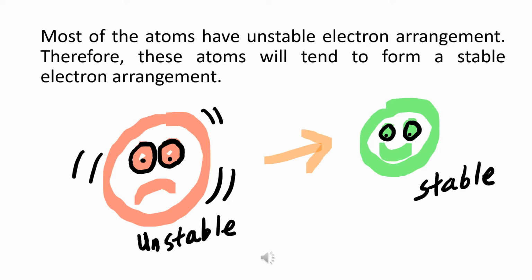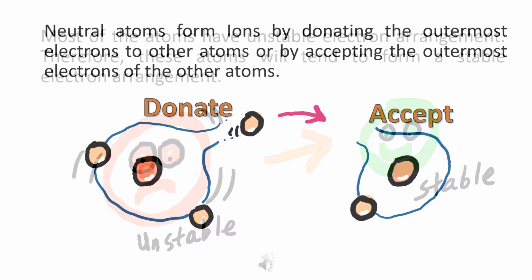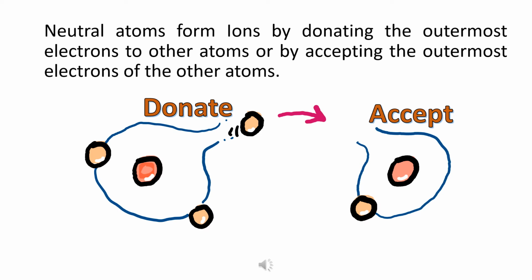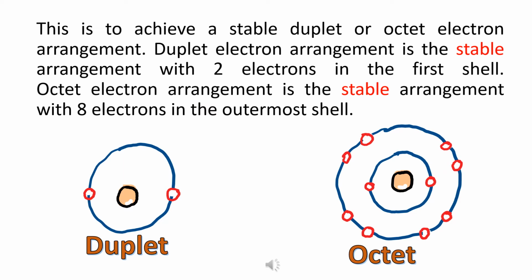Most of the atoms have unstable electron arrangement. Therefore, these atoms will tend to form a stable electron arrangement. Neutral atoms form ions by donating the outermost electrons to other atoms or by accepting the outermost electrons of the other atoms. This is to achieve a stable duplet or octet electron arrangement.